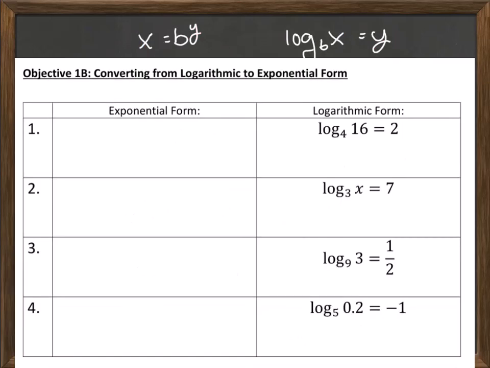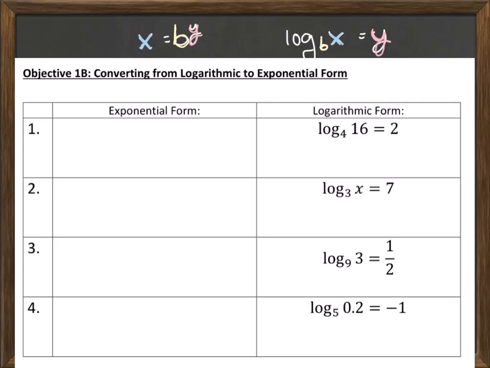Now what we need to do is go the other way. We need to go from a log function to an exponential function. Notice that whatever our base is for our log becomes the base of our exponent. Whatever is the argument, or you could call it the result, is going to be on the other side of the equal sign for our exponential function. And then our exponent, this y, goes right here.